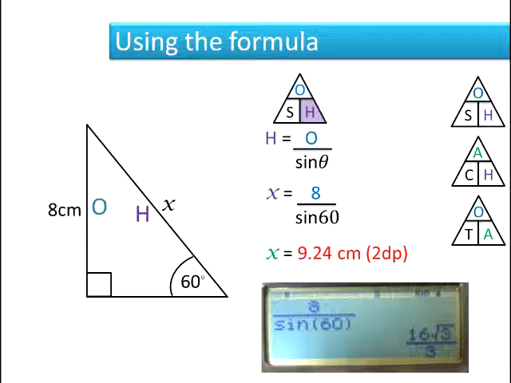So that is everything you really need to know about trig for finding sides. In the next video I'm going to show you how to find the angles. Alright, best of luck guys, get some practice in.